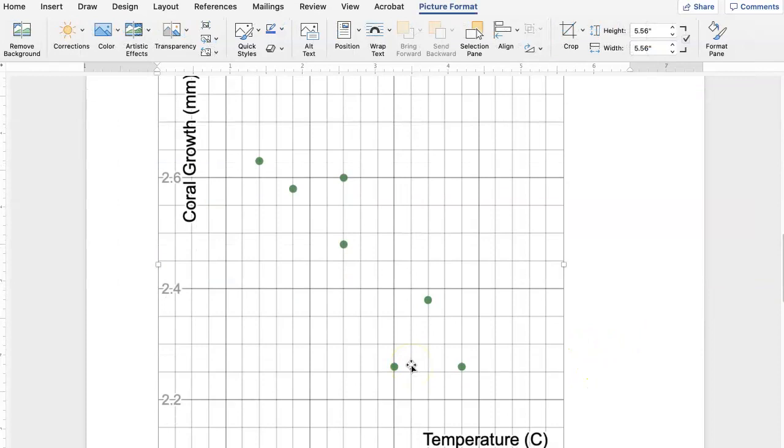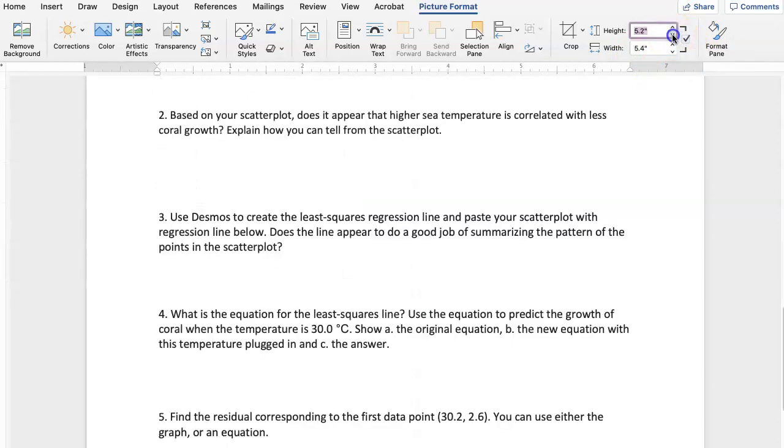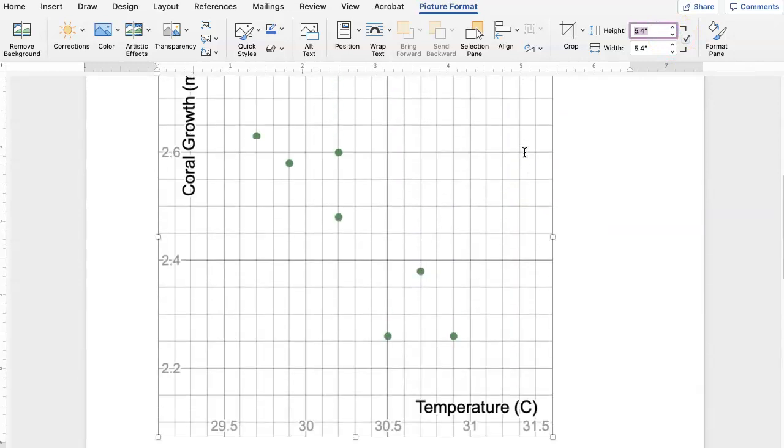All right, so this made a really nice big picture. I'm going to click on the picture, go to Picture Format, and make it smaller. Leave this checkbox checked so that the size stays proportional, and just decrease the size until it's the size you want. You can also type it in there. So I'm going to type in 3 inches. It's not letting me do that.